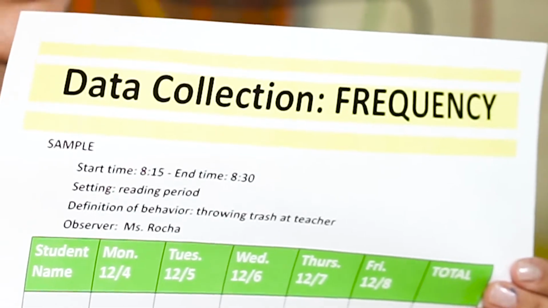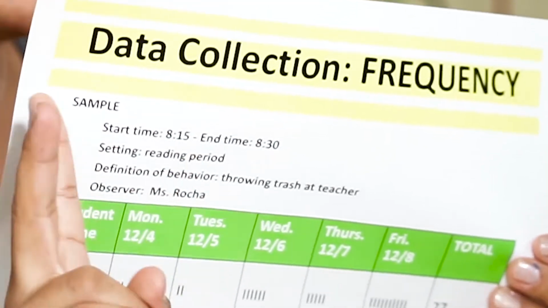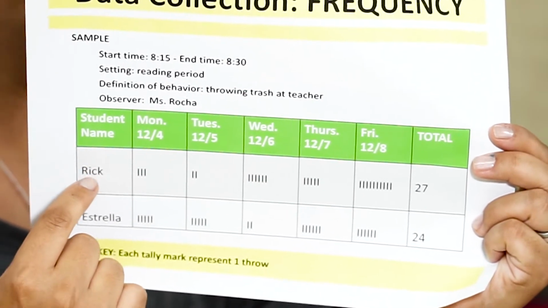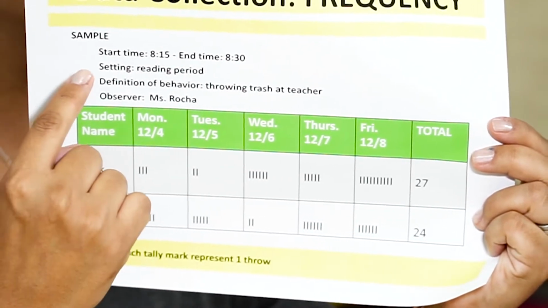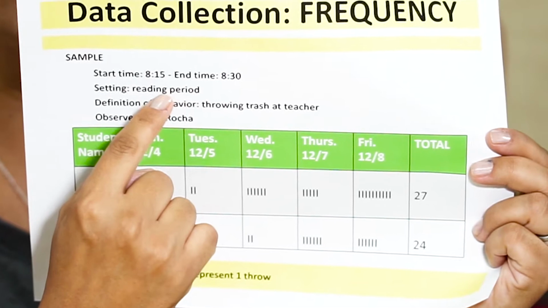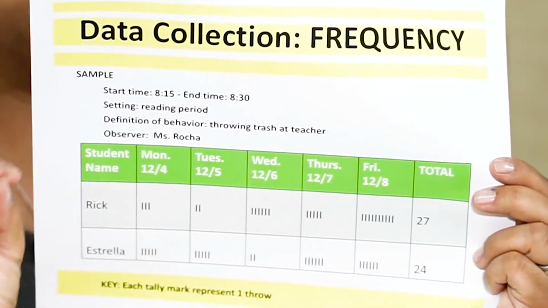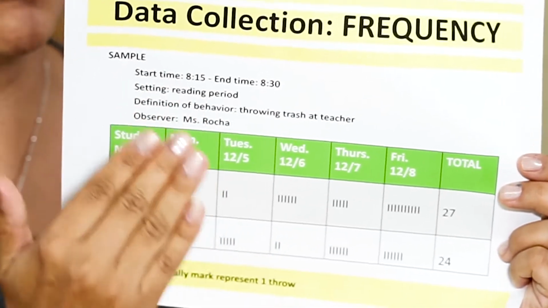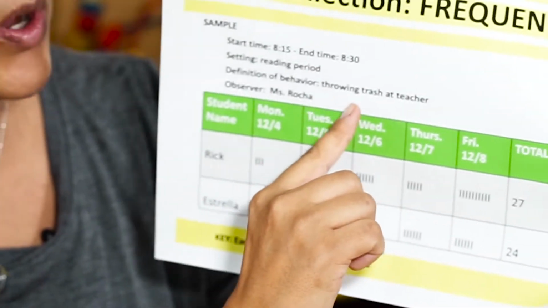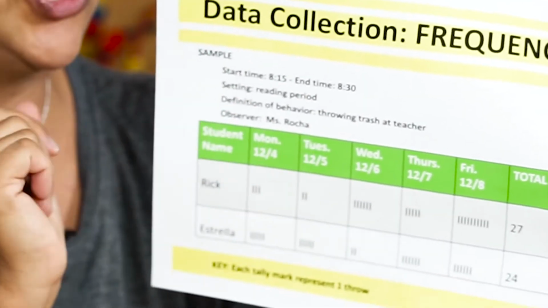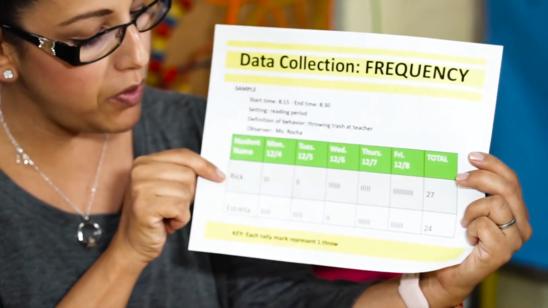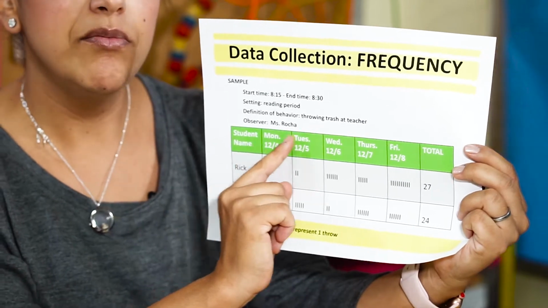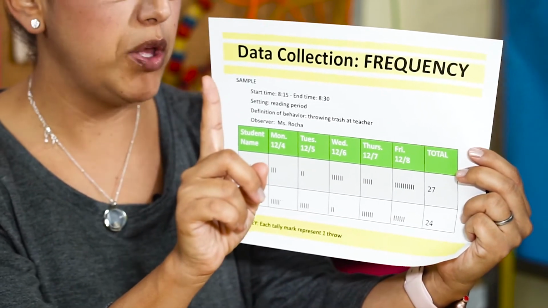You can collect data on 1 student at a time or 2 students. This example has 2 students. You can note the student's name. You always want to note where you're recording the data, which type of environment, and with which teacher, and you want to identify which behavior you are recording. For these 2 students, we are recording throwing trash at the teacher. We're recording behaviors for Rick and Estrella, and we're recording behaviors every day within a 1-week period.